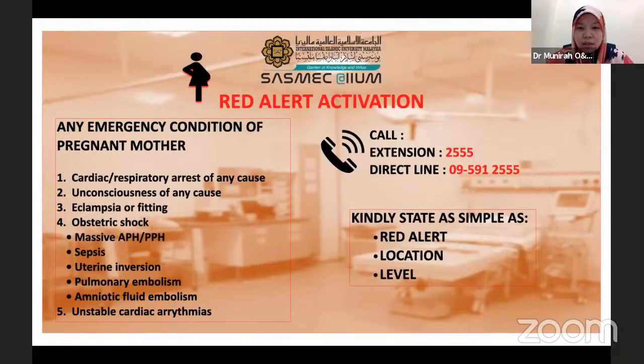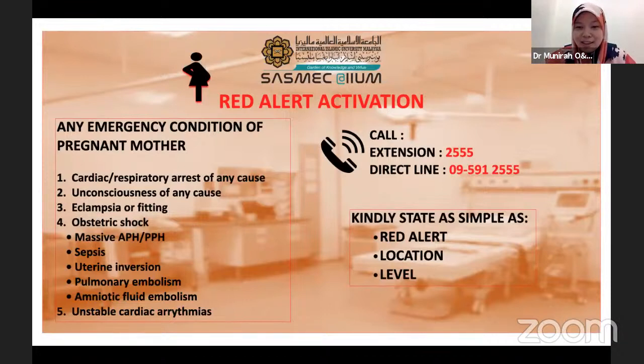It's a direct line as well, so you can call it from any phone. What you need to do is to state very simply that it's a red alert, where the location is and the level. So for example, if it happened in the pediatric clinic, because we do have postpartum mothers there especially, once being assessed by the primary team where the incident happens, either by triggering code blue or because there are doctors there, you can call 2555 and say red alert, pediatric clinic, ground level.